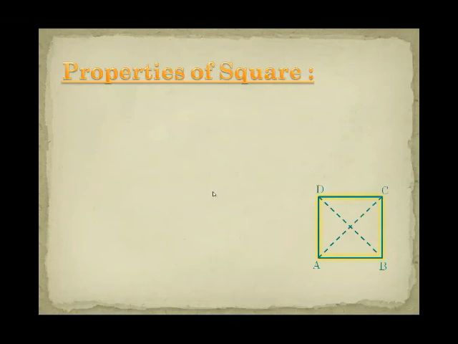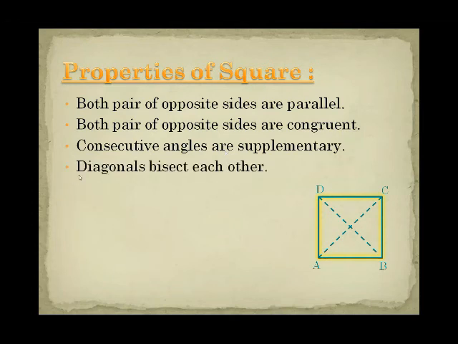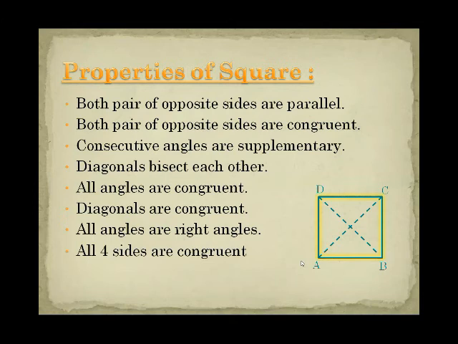Okay, the properties of the square are: both pairs of opposite sides are parallel, both pairs of opposite sides are congruent, consecutive angles are supplementary, diagonals bisect each other, all the angles are congruent, diagonals are congruent, and all the angles are right angles. All four sides are congruent. Students, the square is a kind of rectangle, so it has all the properties of a rectangle. All the properties are the same as the rectangle, but the one property that is different is that all four sides are congruent in a square.